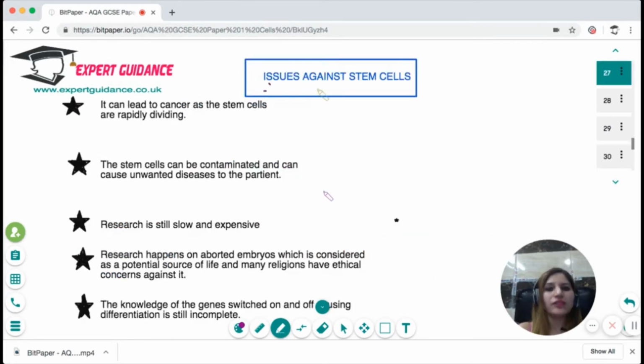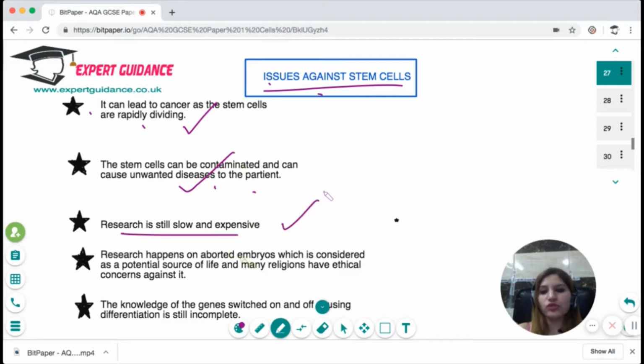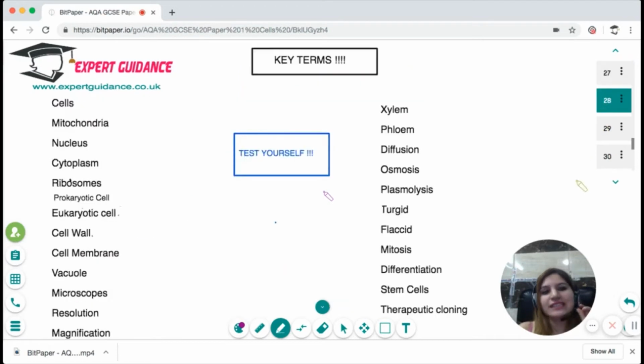However, there are a lot of issues against stem cells. As stem cells are rapidly dividing, when we introduce them into an organism, it can lead to cancer. The stem cells can be contaminated and can cause unwanted diseases in the patient. The research in stem cells is still slow and expensive. The research happens on aborted embryos, which are considered a potential source of life, and many religions have ethical concerns against it. And the knowledge of cell specialization, what genes get switched on and off on differentiation, is still incomplete.